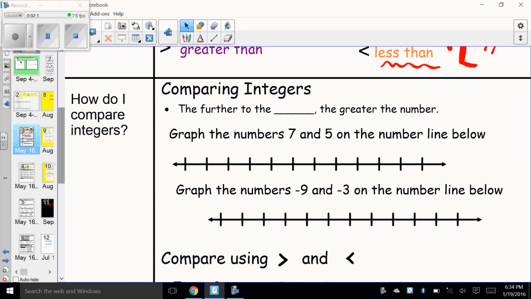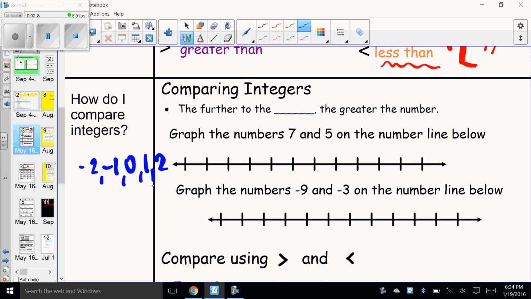Okay, guys, so let's keep working through this now. As we work through our learning targets, the next thing is that I can compare integers. Well, we've already talked about what an integer is. An integer is -2, -1, 0, 1, and 2, going to infinity in both directions. So we're going to talk about how the further to the right, the greater the number, thinking about a bank account. So we're going to say worst situation over here on the left, all the way to the best situation here on the right. So we have this blank number line here, and we have to graph the whole number 7 and the whole number 5.